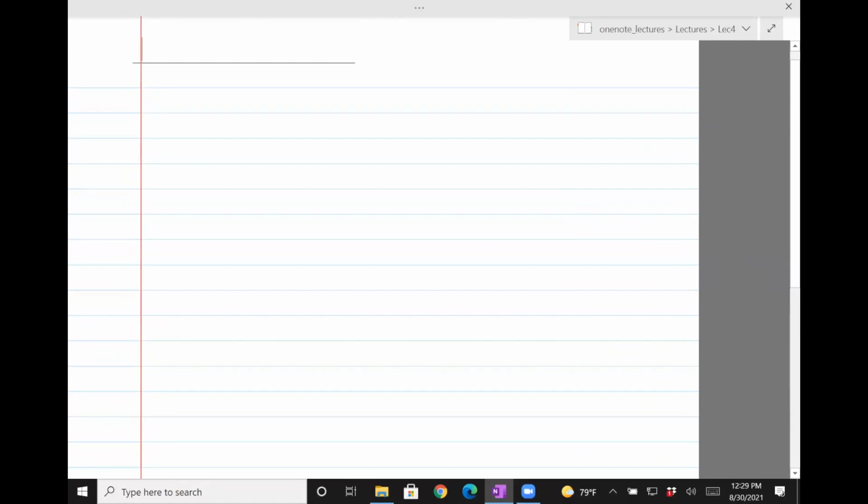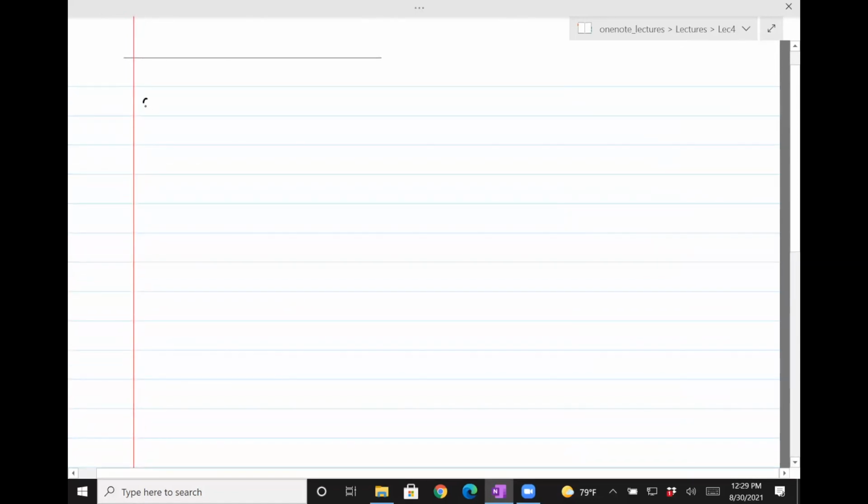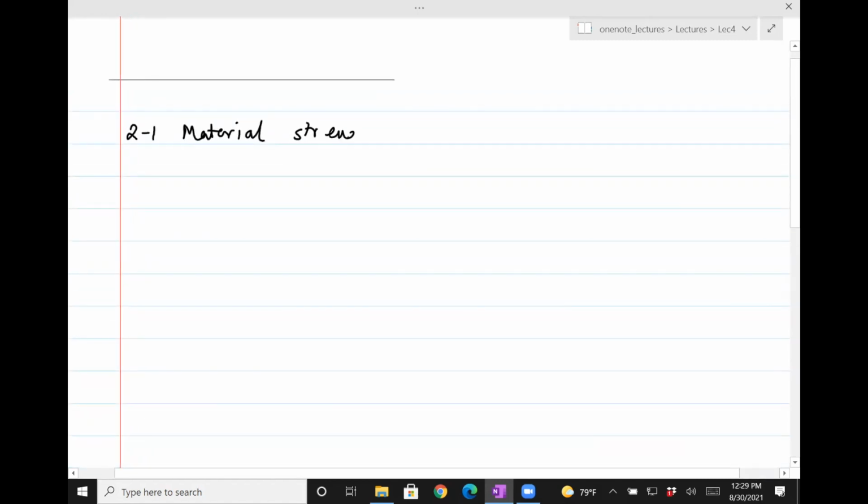Okay, so the next chapter is on materials. And a big chunk of this is actually covered in your earlier class on materials, right? So this is going to be sort of an overview, and we won't take too much time in chapter 2. But I will introduce things as we need in the course. Material strength and stiffness.